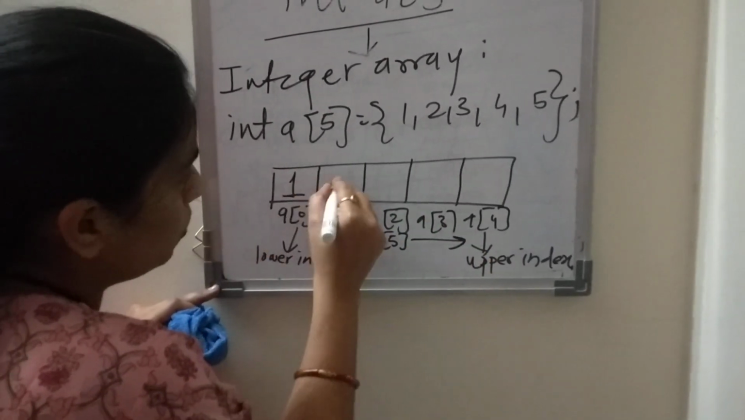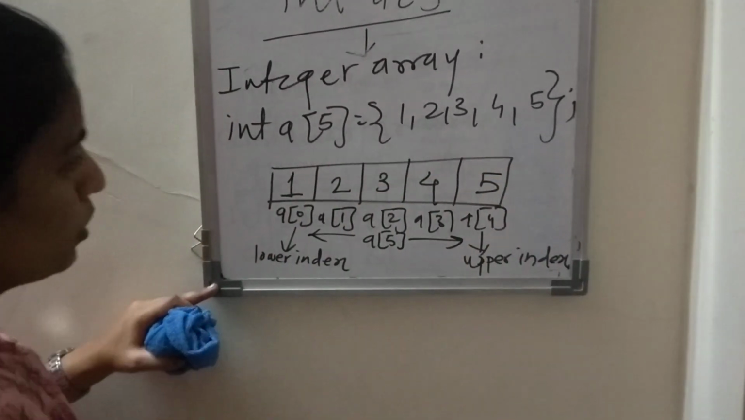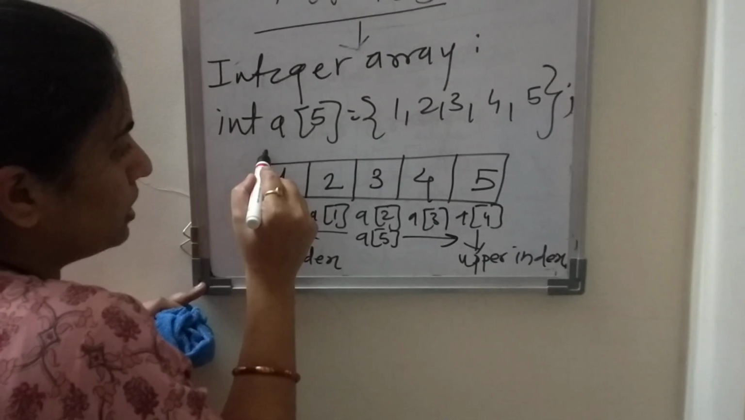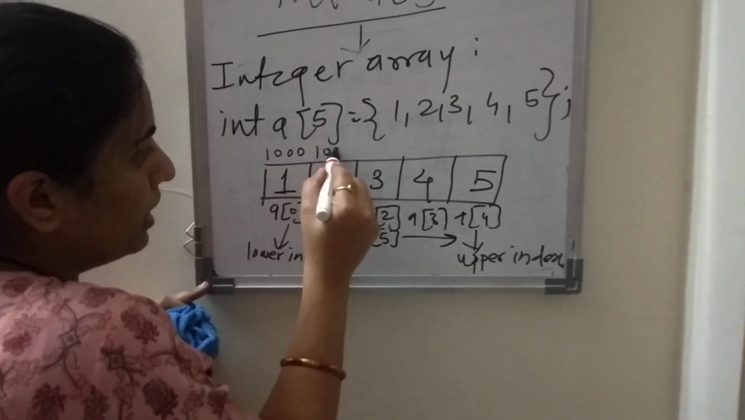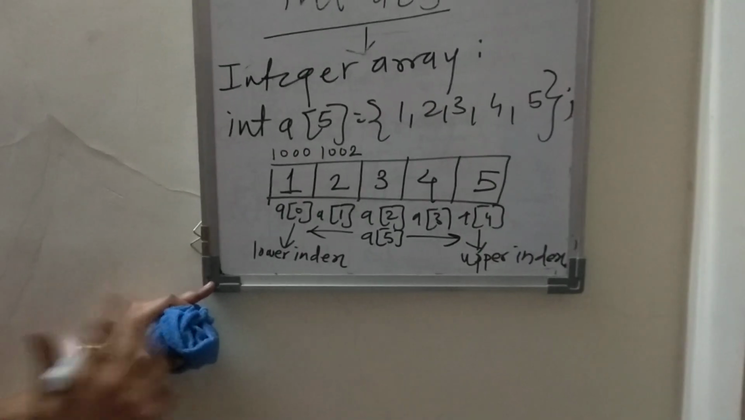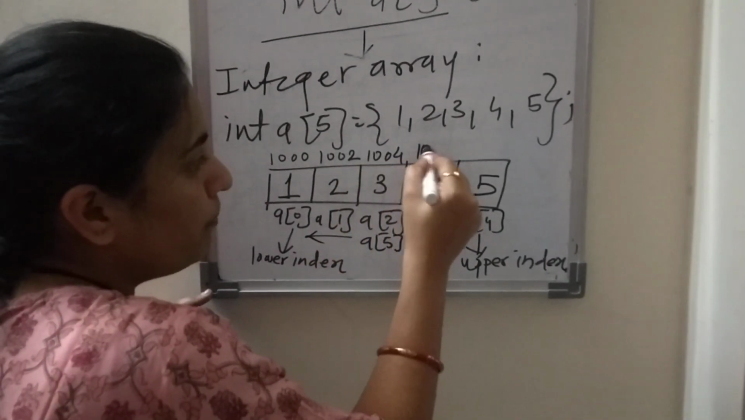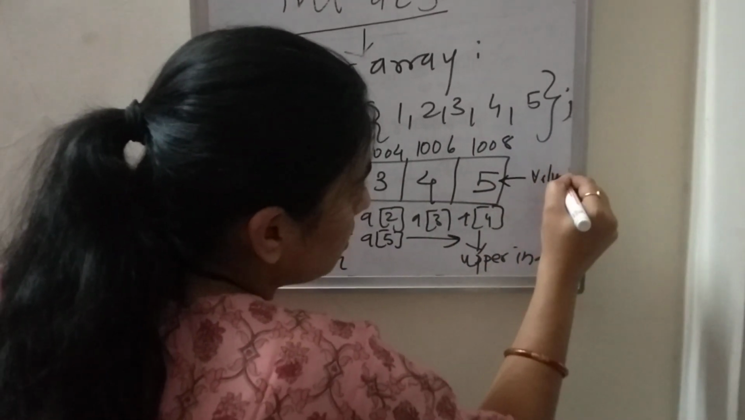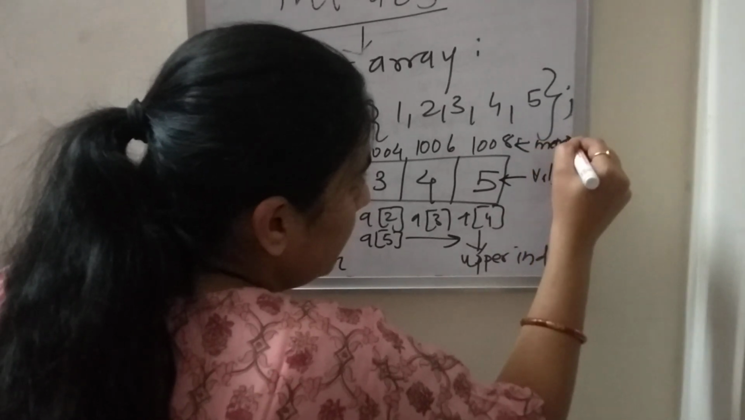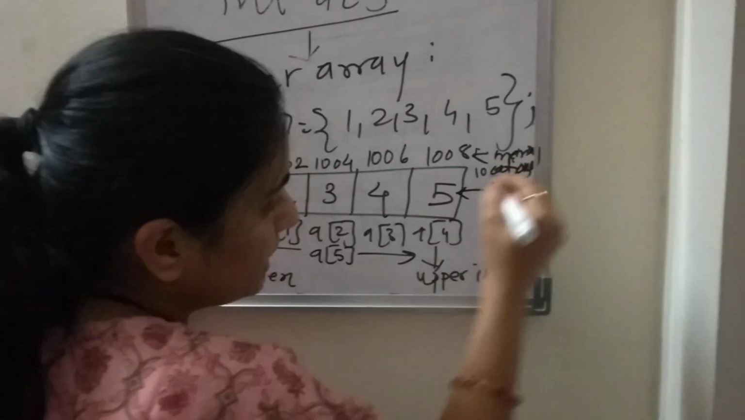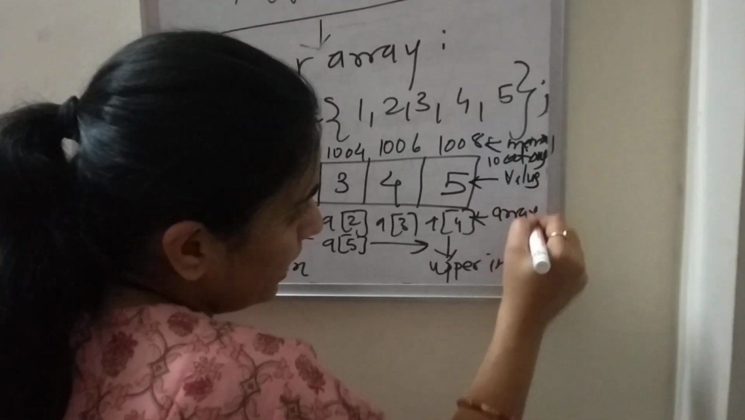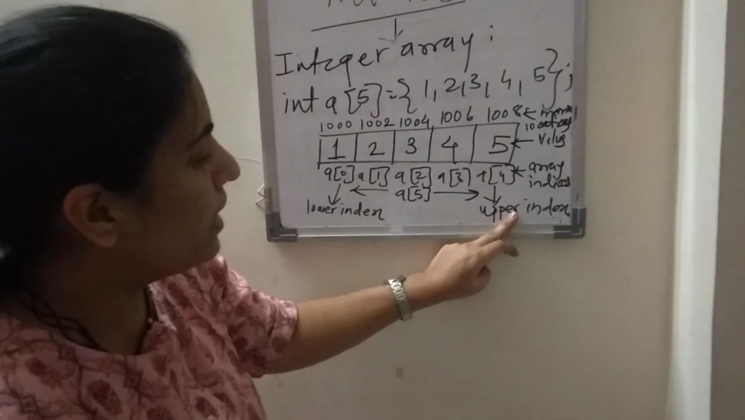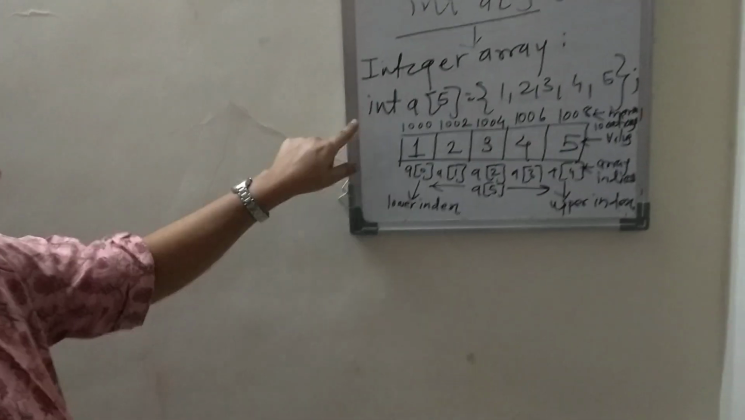Now here first 1, 2, 3, 4 and 5. So these are values. This is indices of array and these are memory locations. Suppose it is starting with 1000, 1002, because integer occupies 2 bytes of memory space in C programming, 4, 6 and 8. So these are values, these are memory locations, or we can call it addresses, and these are array indices, where base index is A of 0 and higher index is A of 4. So this is memory mapping of integer array.